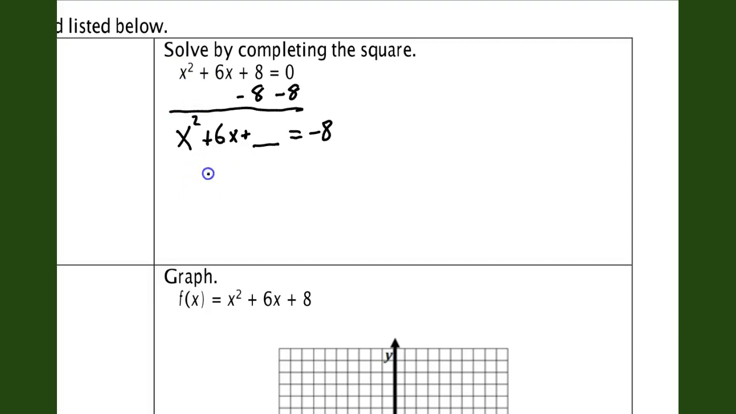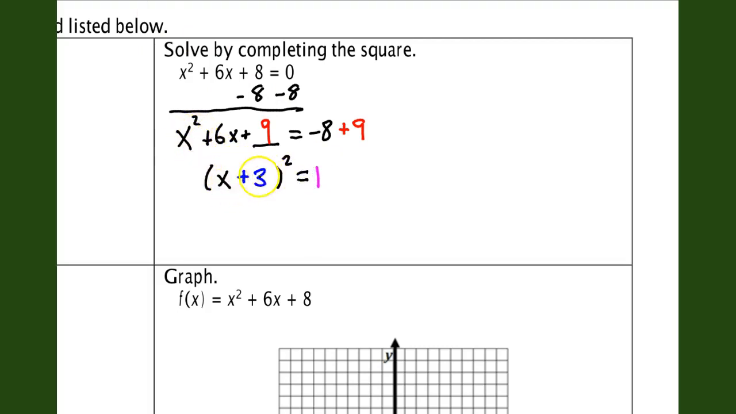All right. Our goal is to write it as a perfect square, meaning it's going to be the same binomial twice, right? And the way we do this is we take half of b, which is 6 divided by 2 is 3. And then 3 squared is 9. I need to add that to both sides. And then 9 minus 8 gives us 1. So that's the process of completing the square.